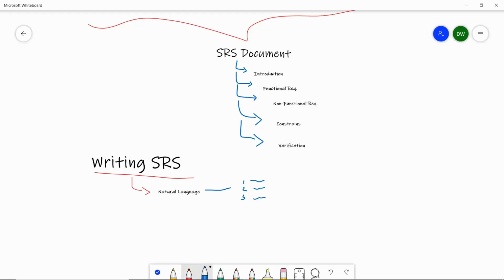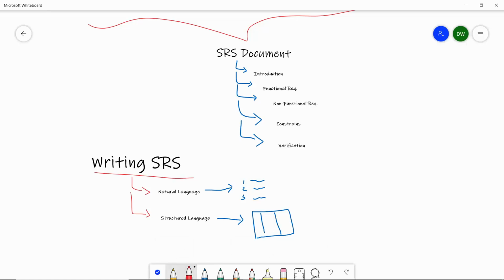So in the second option, the second language we can use is structured language. So when we talk about structured language, this is also written in a natural language, but this has some kind of a format or a standard template. For an example, if I have a form like this, within this form we can fill the requirements, right? So there's a standard format or standard template to do. Within that template we use the natural language, right? So that is the difference between natural language and structured language.